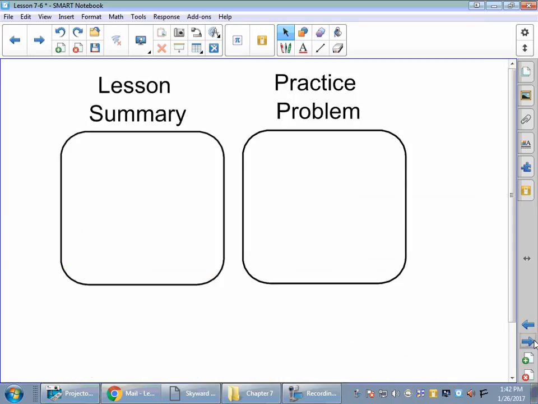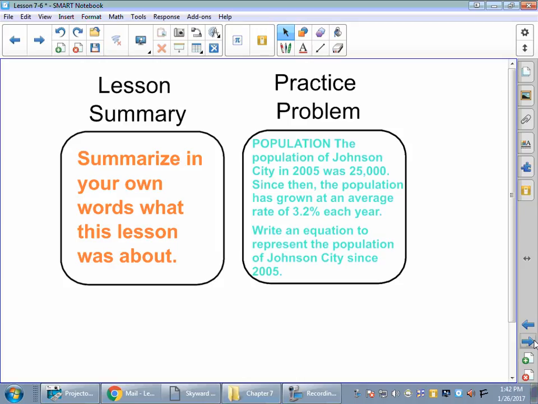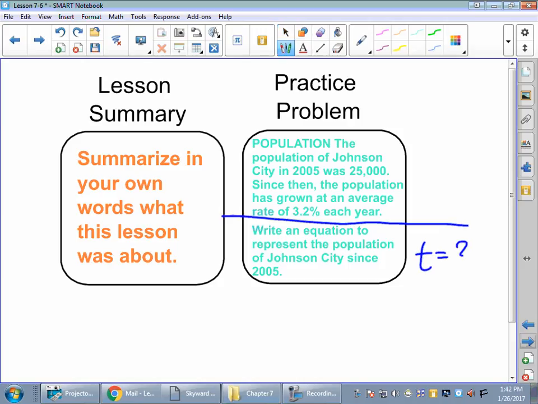Here's what I would like you to do for the last two pieces. Summarize in your own words, what is this lesson about? What do you see with these formulas that we're using? And I know it's a bit wordy. However, if you look at the bottom part, it says just to write the equation to represent the population of Johnson City since 2005. I'm telling you that your T is what we do not know. So you're just going to do it like those two part A's. You're just going to have a T as a variable.